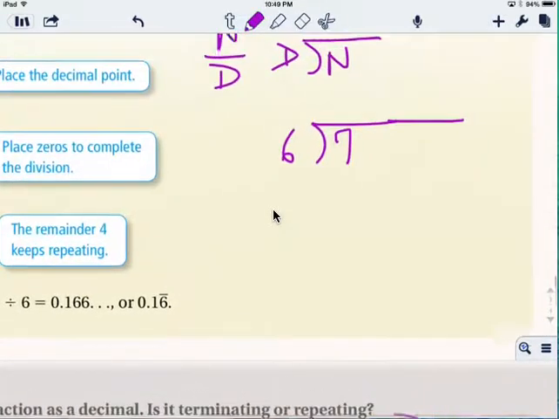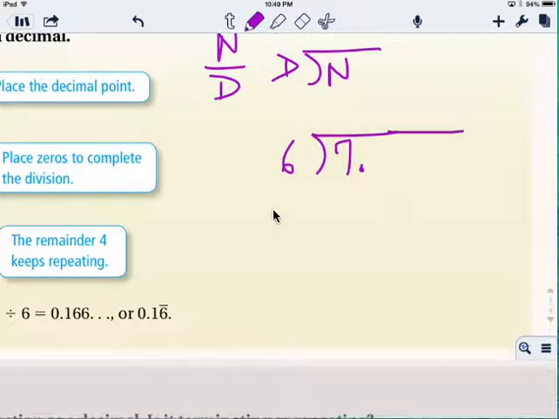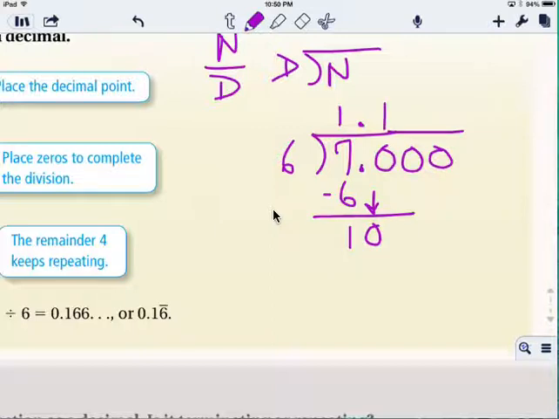So we put our numerator there, decimal point, add a couple zeros. I always go with 3 to start. 6 goes into 7 once. 1 times 6 is 6. Subtract. I get 1, bring down the 0. 6 goes into 10 once. 1 times 6 is 6. Subtract. I get a 4.